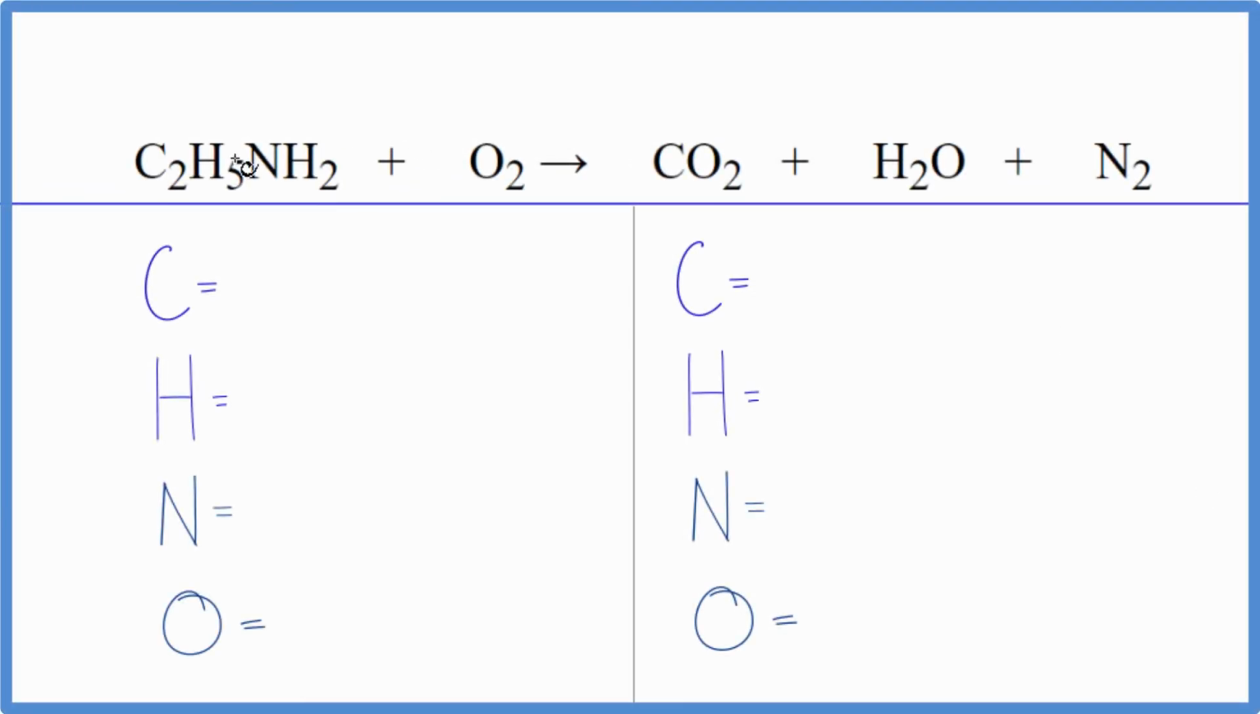In this video, we'll balance the equation C2H5NH2 plus O2. So let's count the atoms up and balance the equation. Reactant side: 2 carbon atoms, 5 hydrogen atoms, plus 2, so we have 7 total hydrogen atoms, 1 nitrogen, and then the 2 oxygen atoms. Product side: 1 carbon, 2 hydrogens, 2 nitrogens, and then oxygens, 2 plus 1, 3.